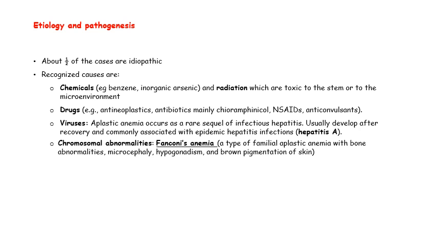Viruses: aplastic anemia occurs as a rare sequela of infectious hepatitis, usually developing after recovery and commonly associated with epidemic hepatitis infections, mainly hepatitis A. Chromosomal abnormalities: a rare form called Fanconi anemia, a type of familial aplastic anemia with bone abnormalities like microcephaly, in addition to hypogonadism and brown pigmentation of the skin.